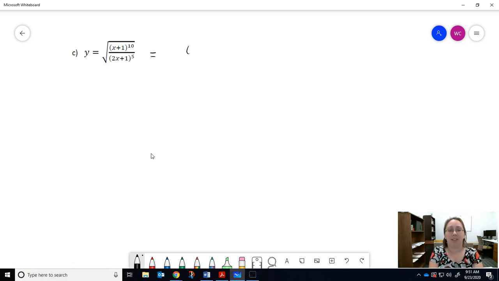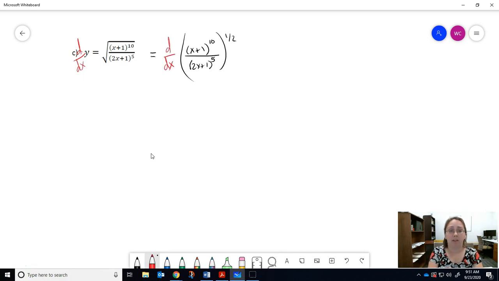Rewrite it. So this is x plus 1 to the 10th power over 2x plus 1 to the 5th power, and all of it to the 1/2 power. Now here's your choice. You could distribute the 1/2 to each of these powers, or you can leave it on the whole thing. For discussion's sake, I'm going to leave it on the whole thing, and that'll actually show you basically both options. So we're going to take the derivative of both sides, d dx this time, our variable's in x.